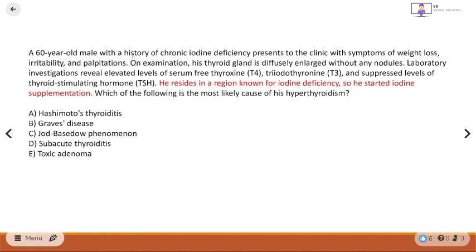Another case, a 60-year-old male with a history of chronic iodine deficiency presents to the clinic with symptoms of weight loss, irritability, and palpitations. So he has iodine deficiency and he has hyperthyroidism. On examination, his thyroid gland is diffusely enlarged without any nodules. Laboratory investigations reveal elevated levels of T3, T4, and suppressed levels of TSH. He resides in a region known for iodine deficiency, so he started taking iodine supplementation. So he was deficient and he started taking iodine supplementation, and then he presented with hyperthyroidism. So this is also the Jod-Basedow phenomenon.